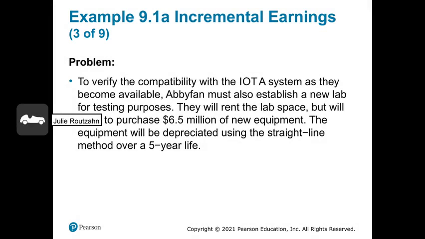So we have some more information before we can actually get started. To verify the compatibility of the IOTA system as they become available, ABFan must also establish a new lab for testing purposes. They will rent the lab space, but will need to purchase $6.5 million of new equipment. The equipment will be depreciated using the straight line method over a 5-year life. So we're going to take the $6.5 million divided by 5 years to get the depreciation expense per year.